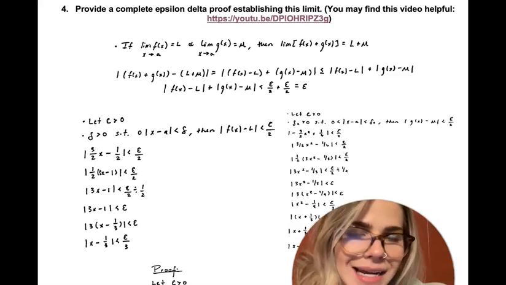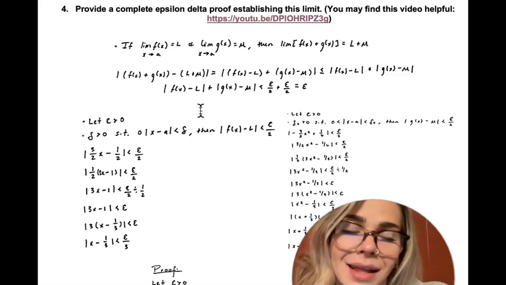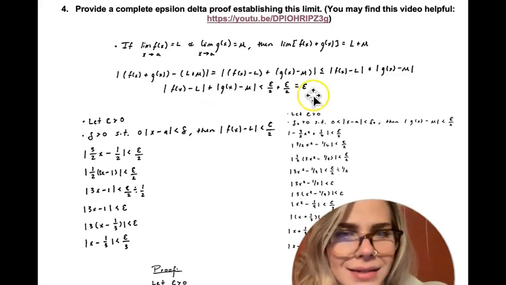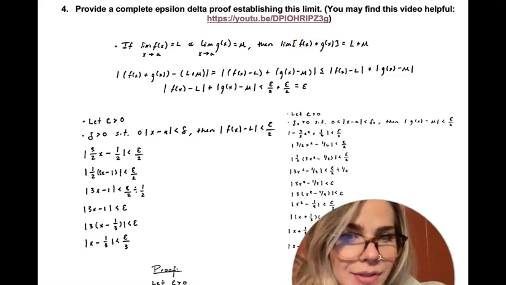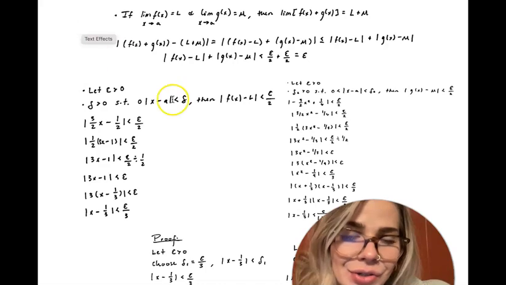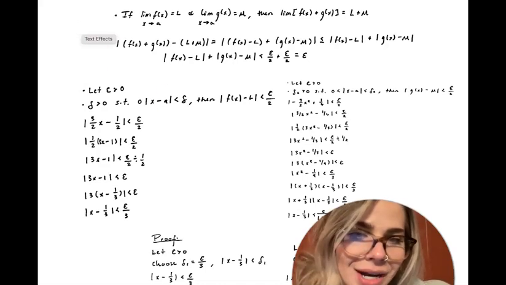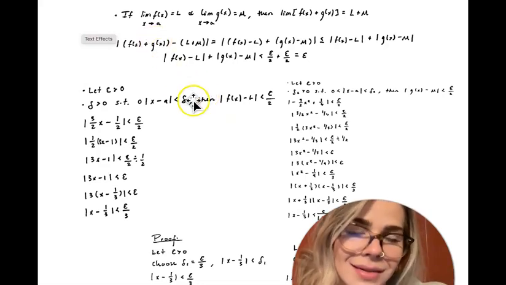and the limit of g of x is equal to m as x approaches a, then the limit of f of x plus g of x will be equal to L plus m, as x approaches a. I should have written that, that's a little typo right there. So I broke that down into what was demonstrated actually in our textbook as proof for the limit laws.